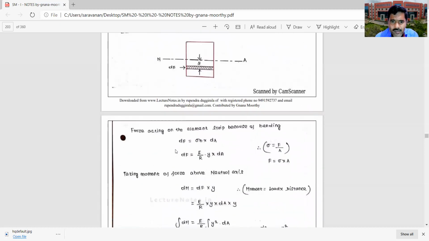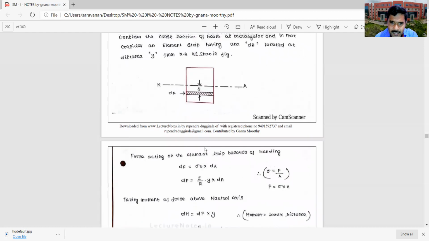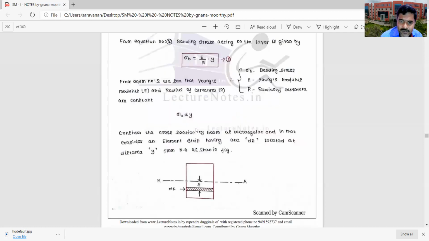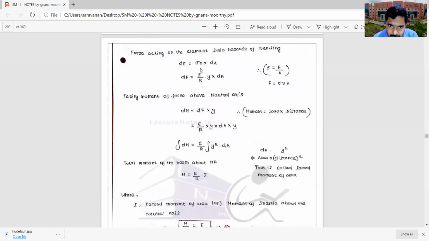So the force acting on the elemental strip because of the bending is dF. What is the formula? Stress into area. Stress equals load by area, force by area. Force equals stress into area. Therefore, dF will be equal to sigma B into dA. What is sigma B? Sigma B is nothing but E by R into Y. You can substitute that: dF is equal to E by R into Y into dA.